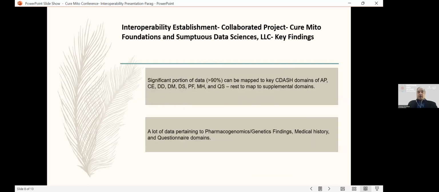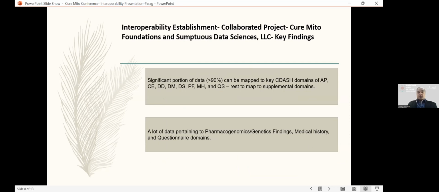Here are some key findings. Now, the good news is a significant portion of the data from the registry can be mapped to C-dash domain. And this is a really big thing, because one thing is the data you collect: does it meet the necessity and sufficiency purpose for the clinical reporting. And second thing is how much percent of that is actually in alignment with the CDISC standards.